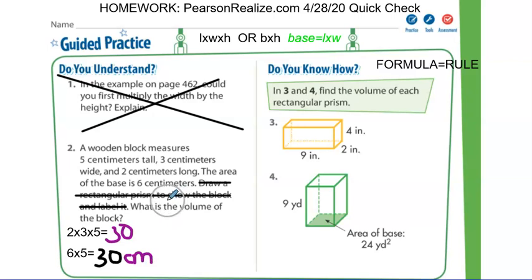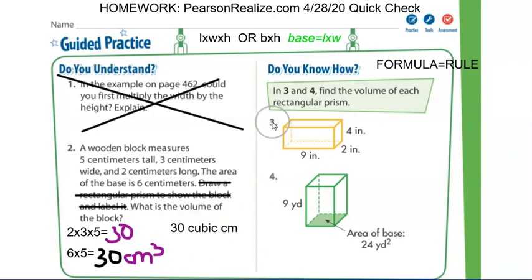And then we want to make sure that we're representing that it's cubed, because remember we're talking about cubic units. So in order to do that, we're going to put a little 3. So 30 centimeters cubed, or you can say it's 30 cubic centimeters. Either way works. You just want to make sure that you represent that your volume is a cubic unit.